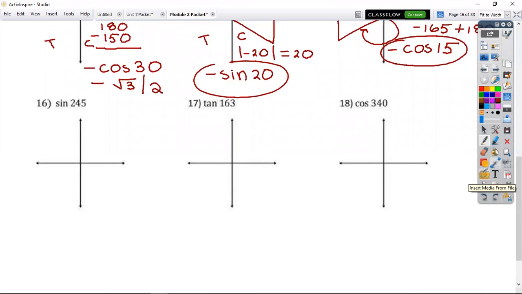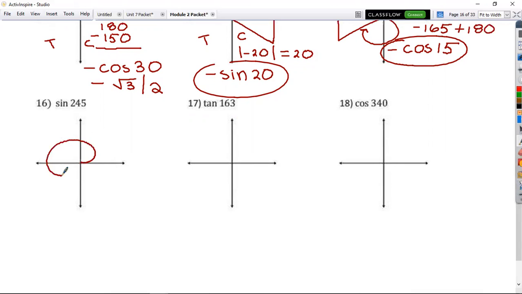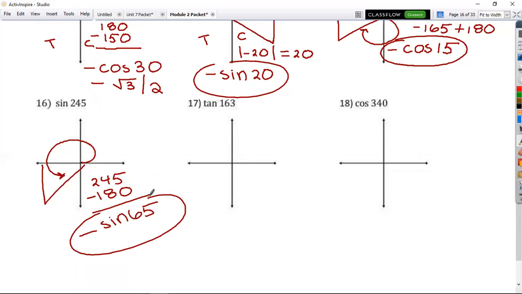Okay, we're getting there. So 245 degrees is going to be quadrant 3. And I'm going to go 245 minus 180, which is equal to 65 degrees. And guys, is sine negative or positive there? Negative. Excellent. And again, that gets easily forgotten. Happens every single year. You guys know how to do it, but it just gets left off.